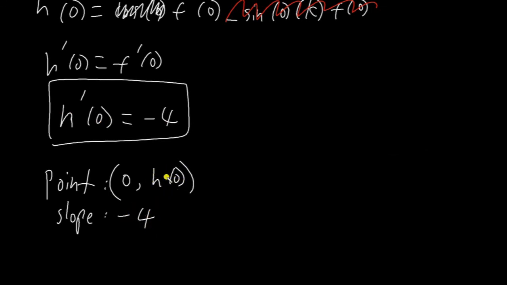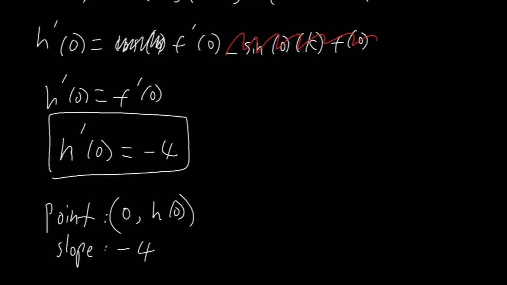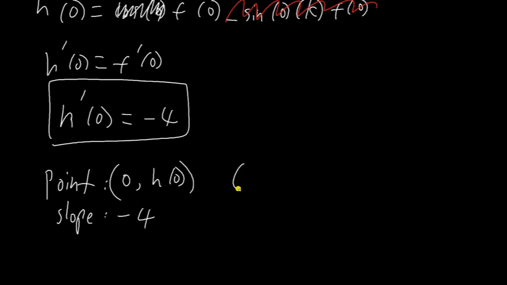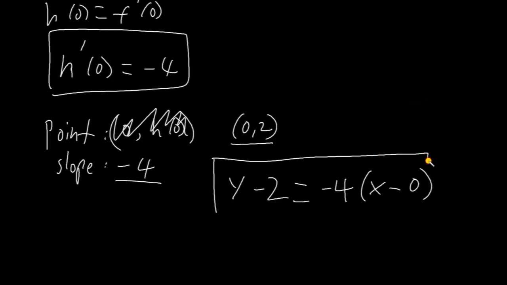So all we have to do now is find h of 0, right? H of 0, since we have a function for h of x, we can simply find h of 0. I'll do it in bright blue. H of 0 is cosine of 0 times f of 0, which is, remember, cosine of 0 is 1, so we're just left with f of 0. F of 0 is 2, right? So h of 0 is 2. Go down here, say that this is 0, 2. Okay, so now that we have the point, we have the slope, we can write our tangent line being y minus y1, so y minus this y coordinate, equals the slope times x minus the x coordinate, 0. That is the tangent line.